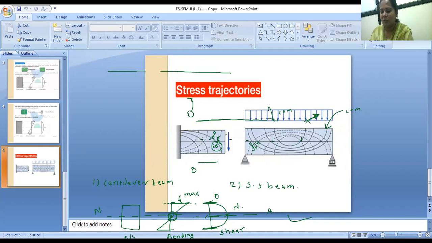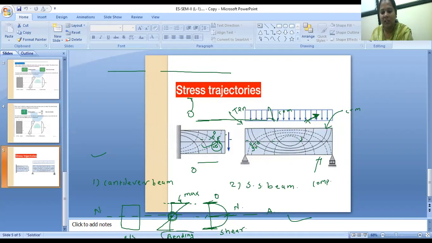So once again I will repeat from the start. In this particular case, you observe this is a cantilever beam and this is a simply supported beam. So what is meant by stress trajectories? In this case, two curves are drawn. This solid curve indicates tensile principal stresses and this dotted curve indicates compressive principal stresses. Throughout the beam, two types of stresses will be generated: bending stresses and shear stresses.